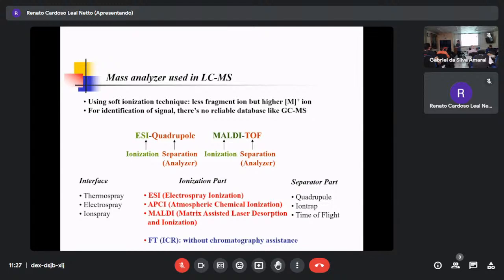So APCI is sometimes used, and MALDI too. What is MALDI? It's for big molecules, a kind of soft ionization for big molecules. Instead of ionizing directly, I put the sample in a matrix, and then I give a laser to ionize the glycerol. That is how the compounds are ionized. It works very well with polymers.